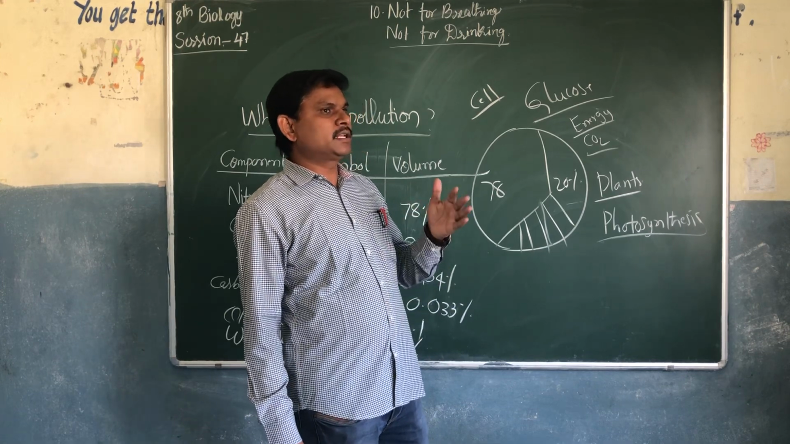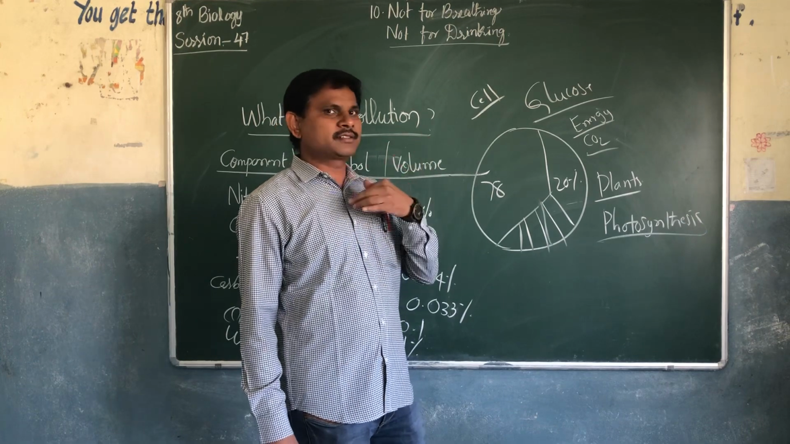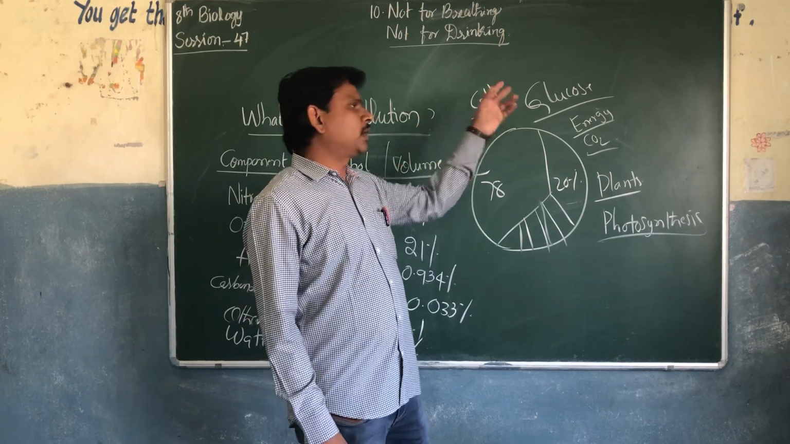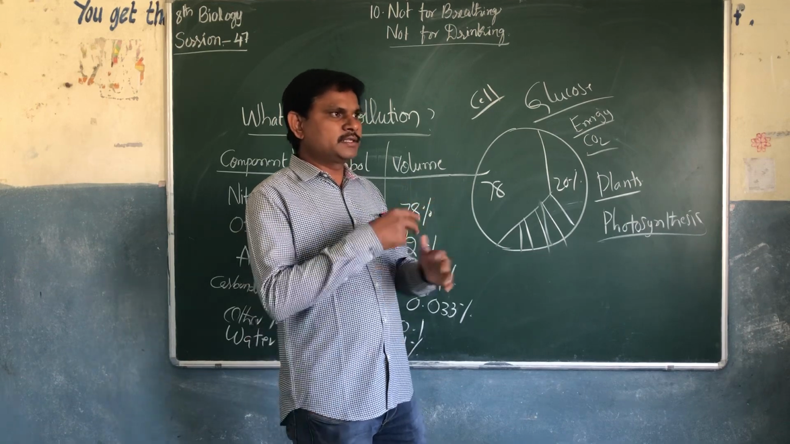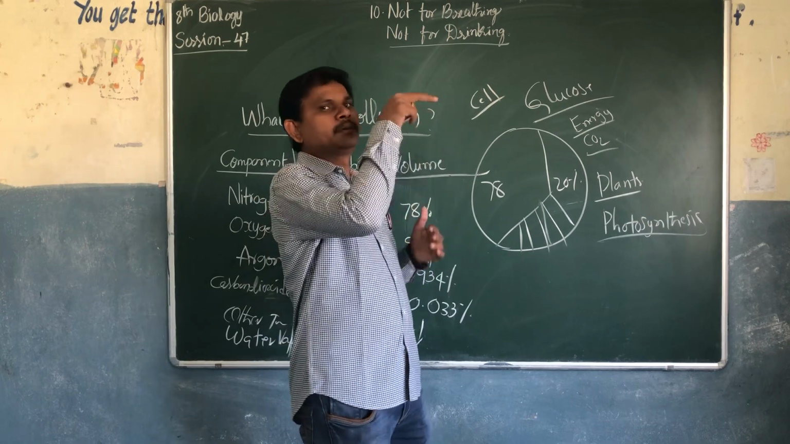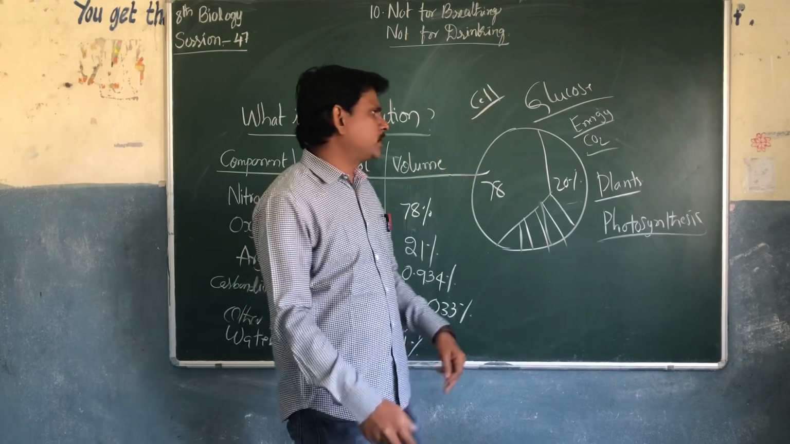That's why plants release oxygen. We take in oxygen for the breakdown of glucose, and we release carbon dioxide. That carbon dioxide enters the plants for the purpose of photosynthesis.